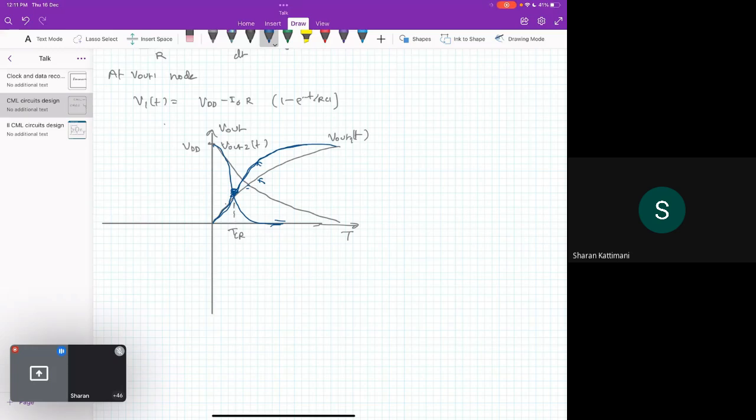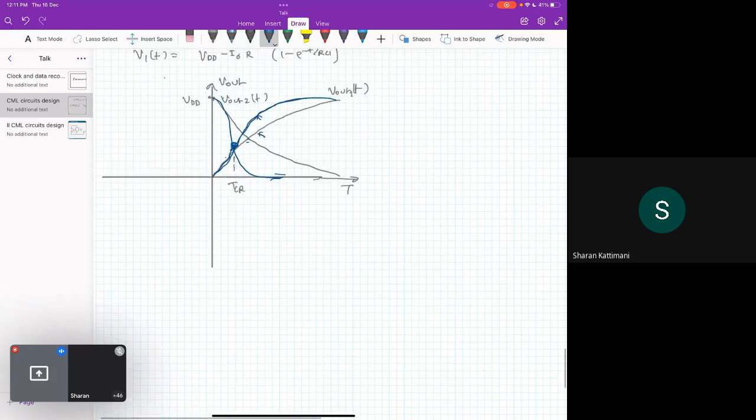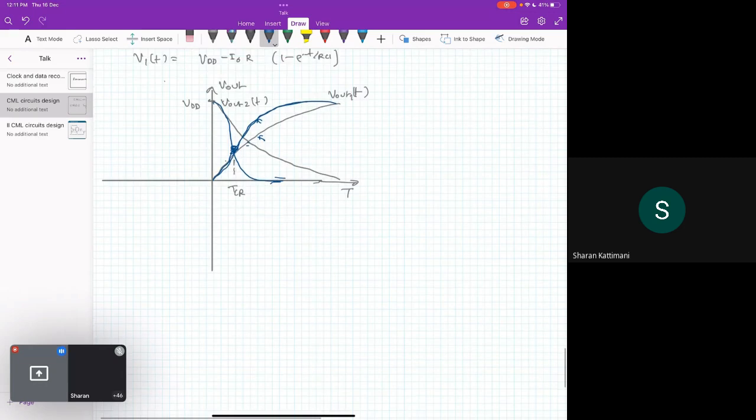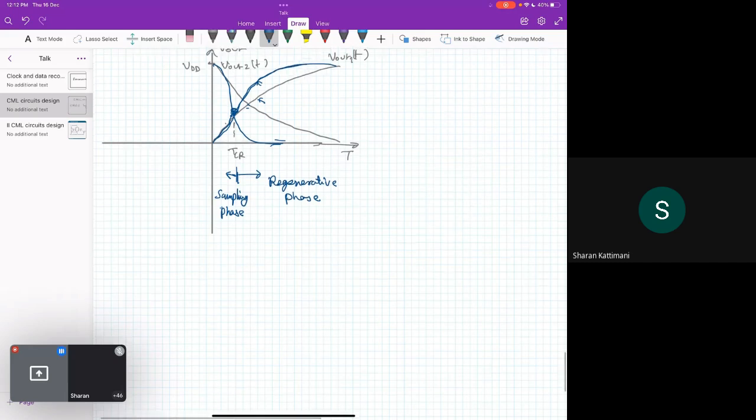Okay, and the time of latching is given by, so this is, before this time it is called sampling phase, and after this it is called regenerative phase. Okay, when the positive feedback is active. So first it is in sampling phase and then it will be in regenerative phase.